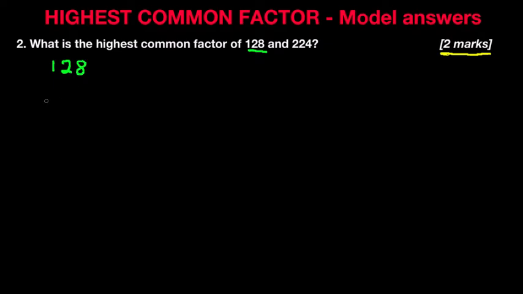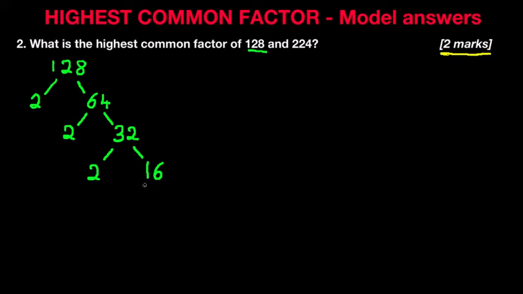Now 128 is an even number, therefore we can divide it by 2. 128 divided by 2, well, you can do 12 divided by 2 is 6, and 8 divided by 2 is 4, 64. Now 64 is also an even number. So again, we're going to divide this by 2. 6 divided by 2 is 3, 4 divided by 2 is 2. So now we have the number 32. Another even number, so let's divide it by 2 again. 32 divided by 2 is 16.